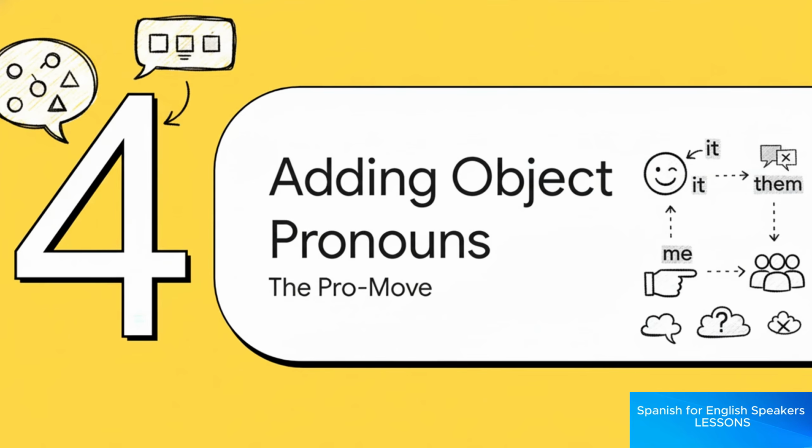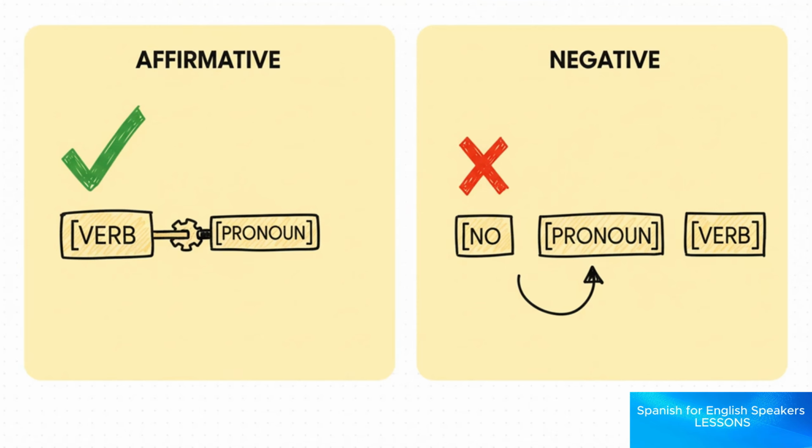Okay, you've totally got the basic commands down. You're ready to level up. This is what I call the pro move, adding object pronouns. You know, those little words like it, me, or them that make your sentences so much richer. And this brings us to the second most important rule of the day. For pronouns, the negative command is the complete opposite of the positive one. With positive commands, you stick the pronouns on the end of the verb. But with negative commands, they jump to the front. They go before the verb, right after the no.